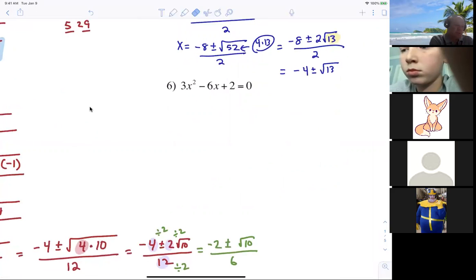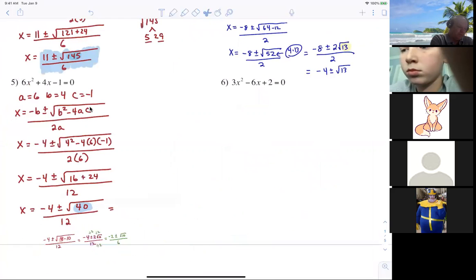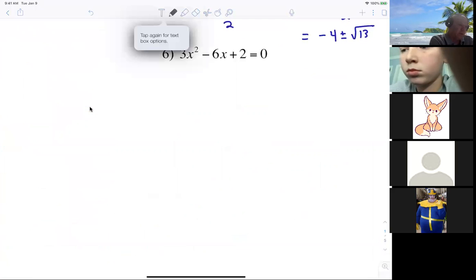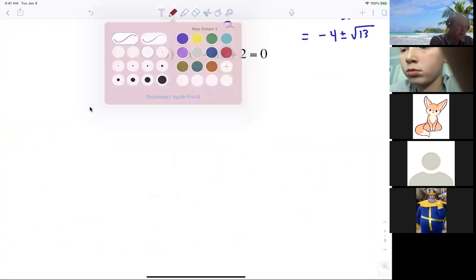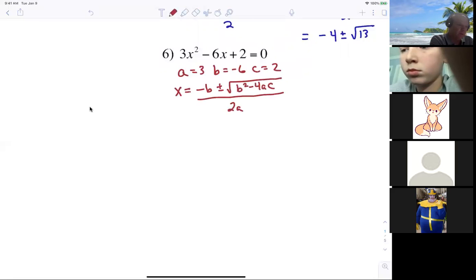So let's knock out number 6 now, if everybody's good. I'm going to slide this out of the way. So for number 6, here we go. Again, I think this is a good way to start it: a equals 3, b equals -6, c equals 2, and then just practice. x equals -b plus or minus the square root of b squared minus 4ac, all over 2a. And again, the more you write it down, the quicker you'll learn it.